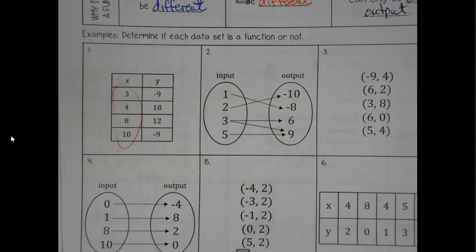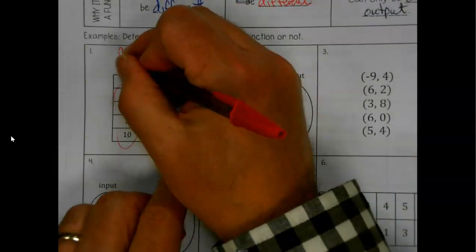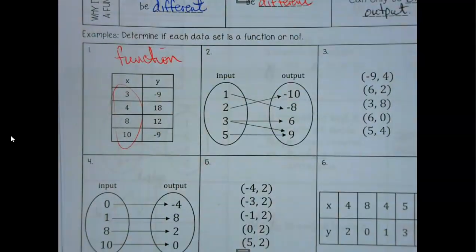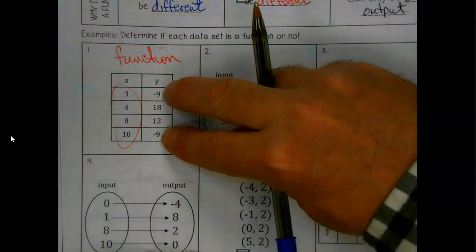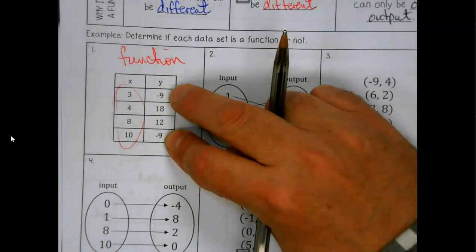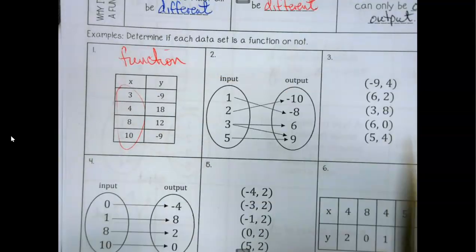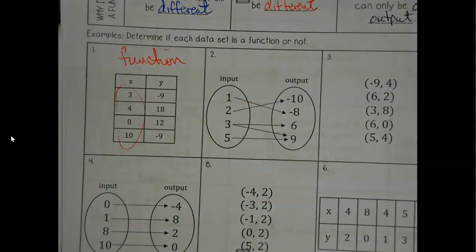Are they all different? Yep. That's a function. That's all you have to do. Well, Hardy, though, there's y's over here that repeat. Doesn't matter. It's still one y value for each x. The other way around for right now doesn't make any difference at all.